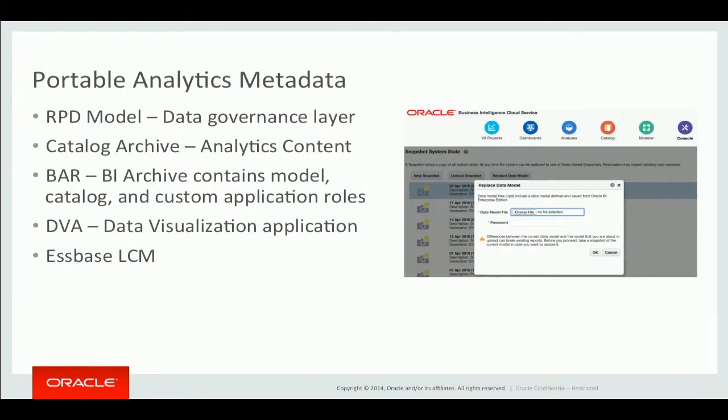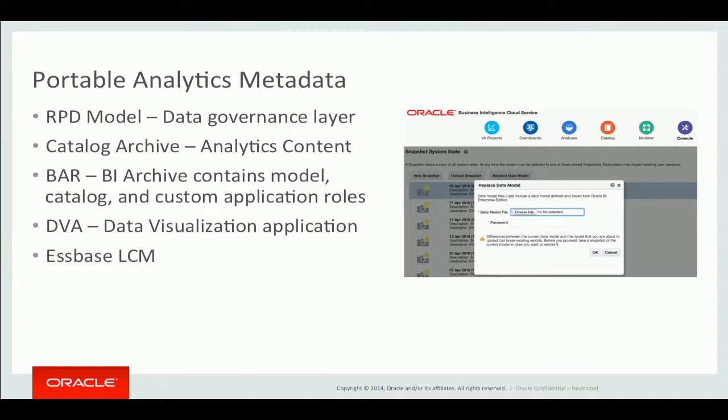So one of the key aspects of hybrid is metadata portability. We have a number of options. I'll go into a number of metadata artifacts and a number of options on how these metadata artifacts can be moved across cloud and on-prem, and I'll describe some of those techniques later on in the slide.